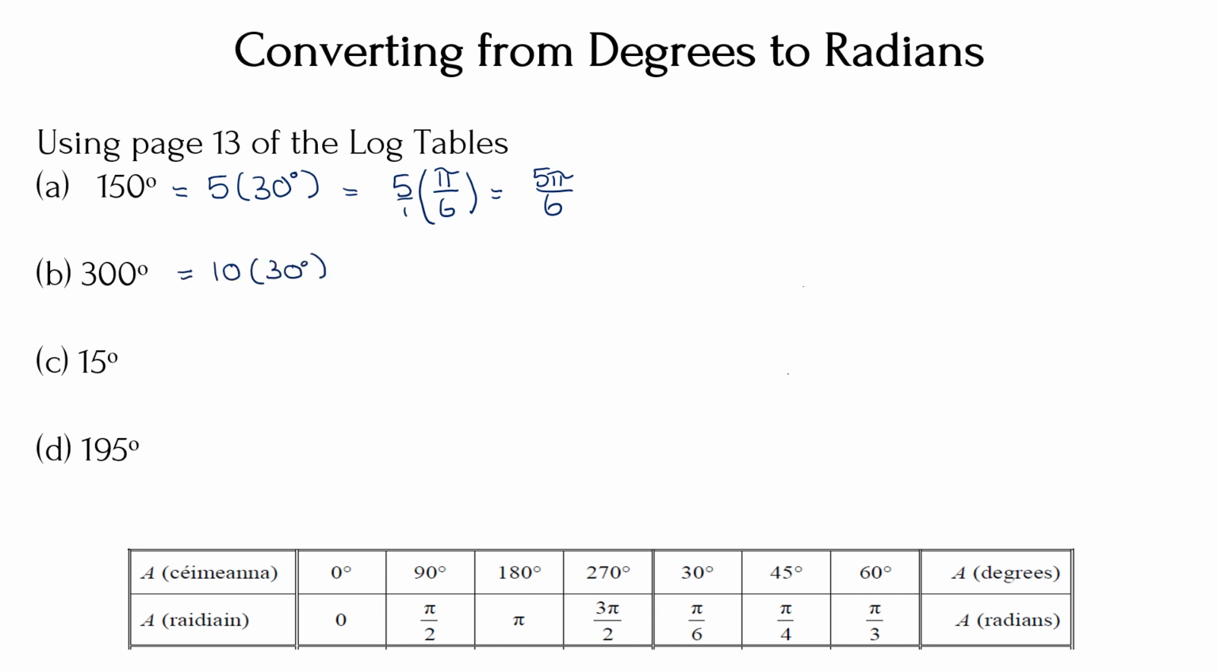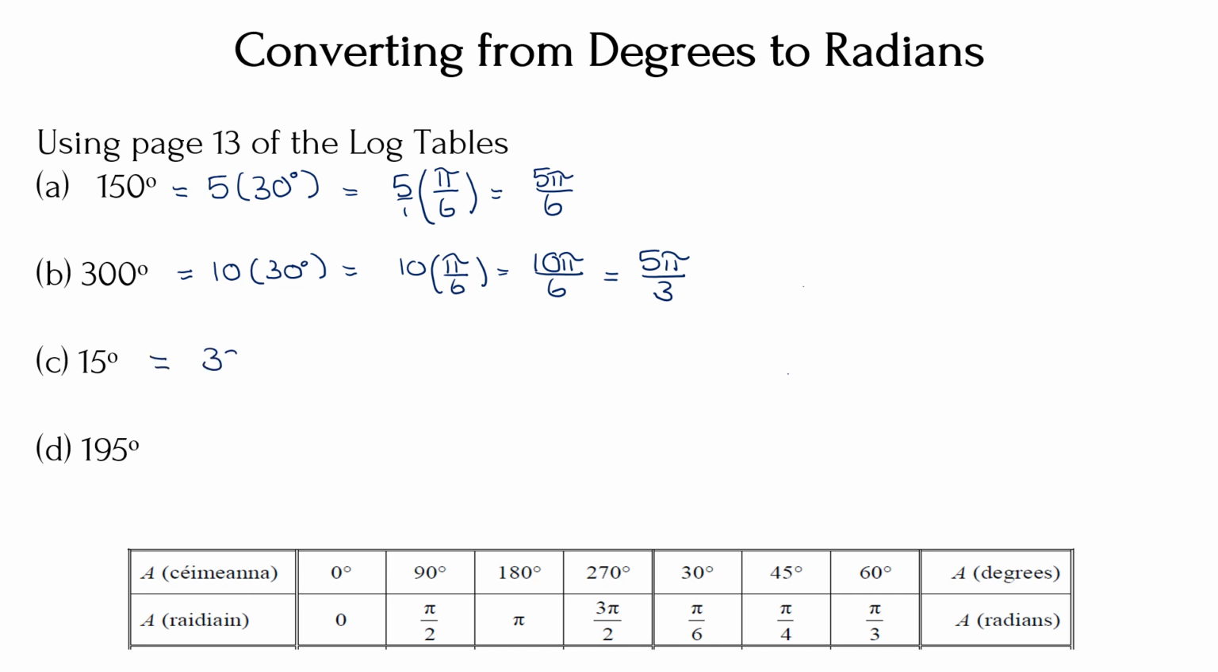So for 300 degrees, we're doing something similar. We're going to do 10 by 30, or we could do 5 by 60. So let's do 10 by pi over 6. This gives us 10 pi over 6. However, this can be simplified because I can divide a 2 into the top and a 2 into the bottom. So we get 5 pi over 3.